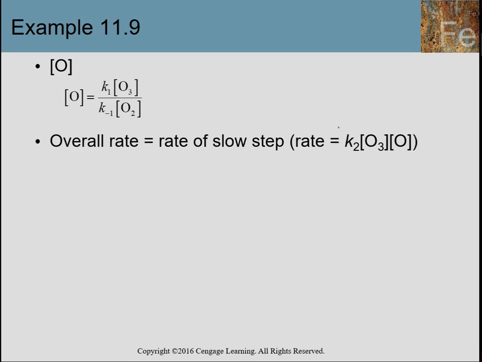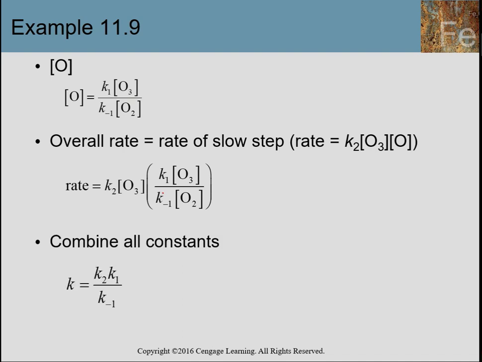That means the rate of the slow step was K2 times ozone times O, and then we're going to replace O with this. So we take this equation here and replace it in where O is. Now, there's a lot of K's there. Really, since they're all constants, we're just going to merge them all together into one big constant. So we're just going to call it capital K, meaning the K2 times the K1 times the K negative 1, blah, blah, blah, just call it a K.